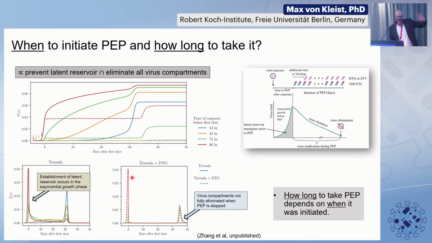The second part is, and this is super complicated to read, I apologize, there are two interacting factors. If we initiate drugs after some lag time, then we have to eliminate all replicating viruses. So there are two ways that PEP can fail. Either it fails before we start with the drugs, or it fails after the PEP course has ended, because we didn't achieve clearance of all viral compartments, as shown here on the right.